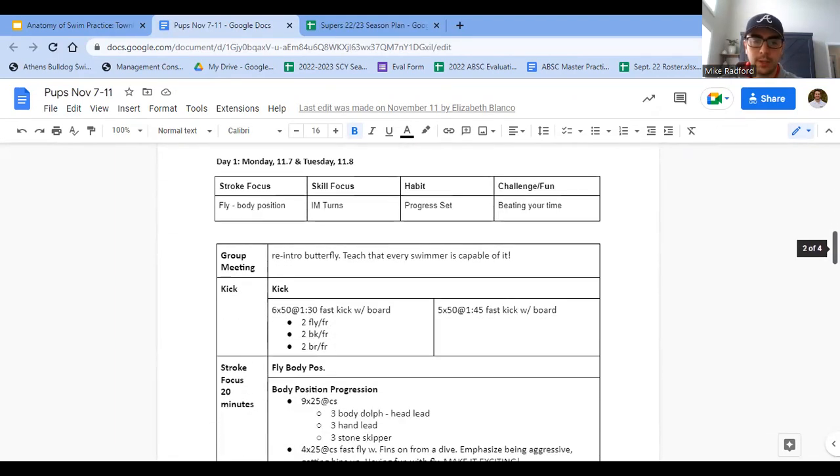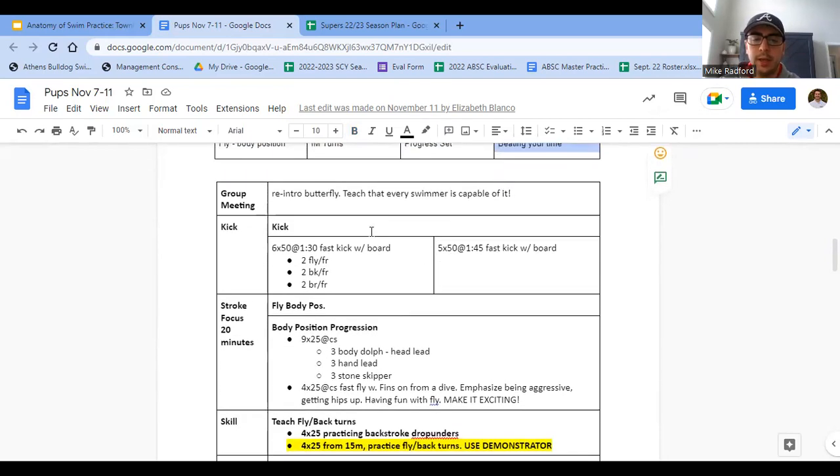Now, as we scroll down and look at this Monday practice, it was a fly week, a butterfly focus week for them. So they're working on butterfly body position as their main technique point. Their skill focus was IM turns, like butterfly to backstroke transition turns, for example. Their next set is a progress, or their habit. They actually did a progress set instead of a traditional habit that day. And their challenge was beating a time, where we will have them swim once, try it again, and swim again.